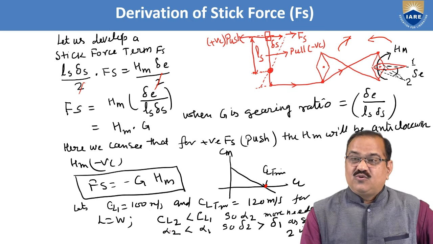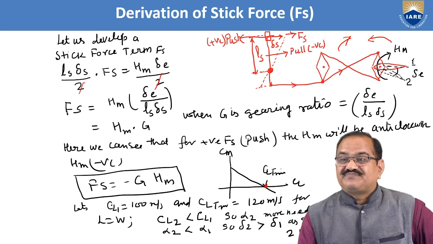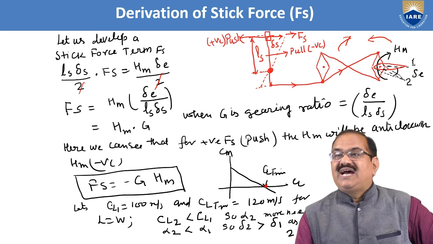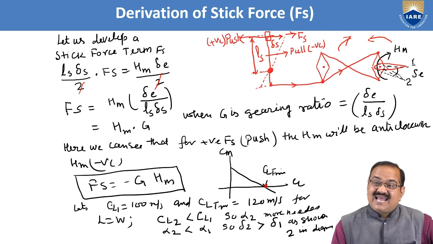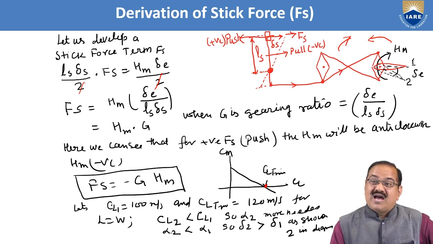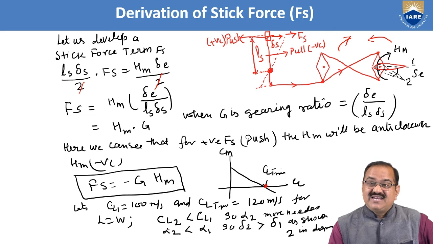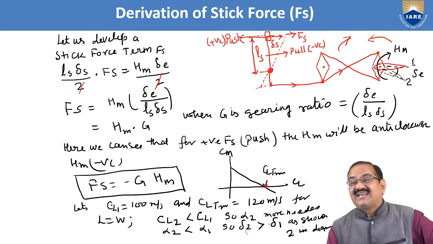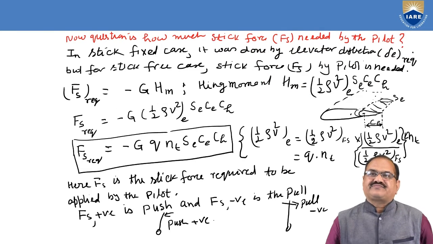So alpha 2 is greater than alpha 1, so delta 2 is greater than delta 1, as shown in the diagram. It is very important that for the lesser Cl, we need more angle of attack. So here Cl2 is less than Cl1, but we need alpha 2 greater than alpha 1, and delta 2 is greater than delta 1. That we have to understand.